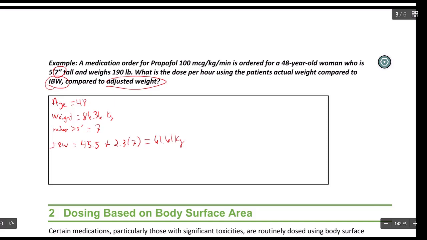Now, we can talk about this in the previous thing, but if somebody is about 30% over their ideal body weight, then they would be considered obese. So what I'm suggesting here is that 30% of this number, so if I take, this is their ideal body weight, right? 30% over their ideal body weight.